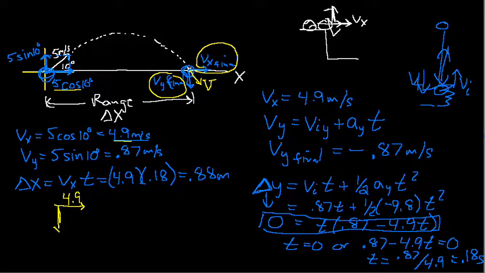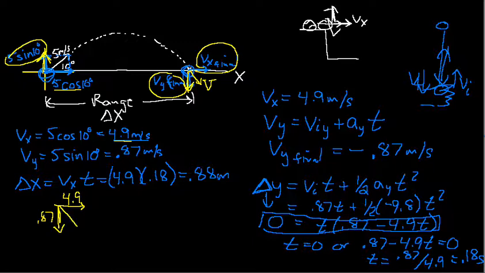The y component here is going to be the exact opposite of what we started with, because we did not change any position. This y component here is going to be 0.87. See, at the start it was 0.87 heading upward. Now at the finish it's going to be 0.87 coming back down.